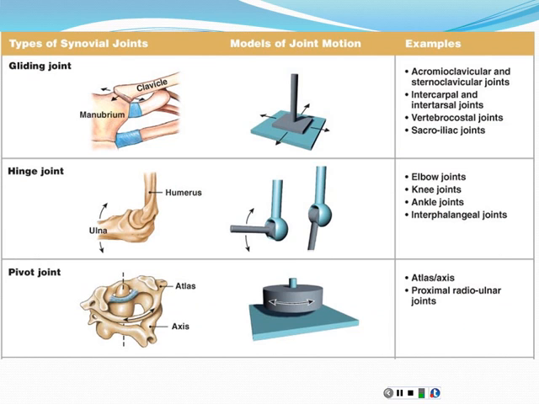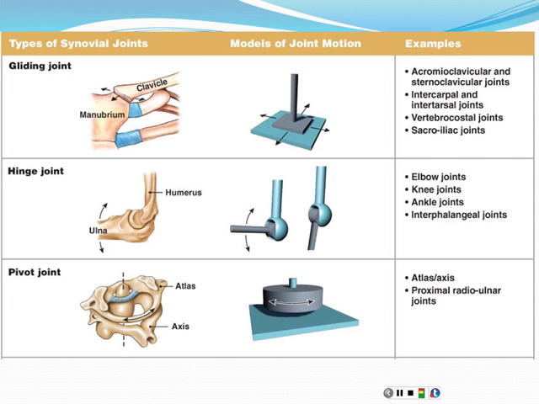And then at the vertebrocostal joint, where the rib attaches to the vertebrae, there's a sliding motion that occurs there as we breathe, as the ribs go up and out. All right, so that's a gliding joint.